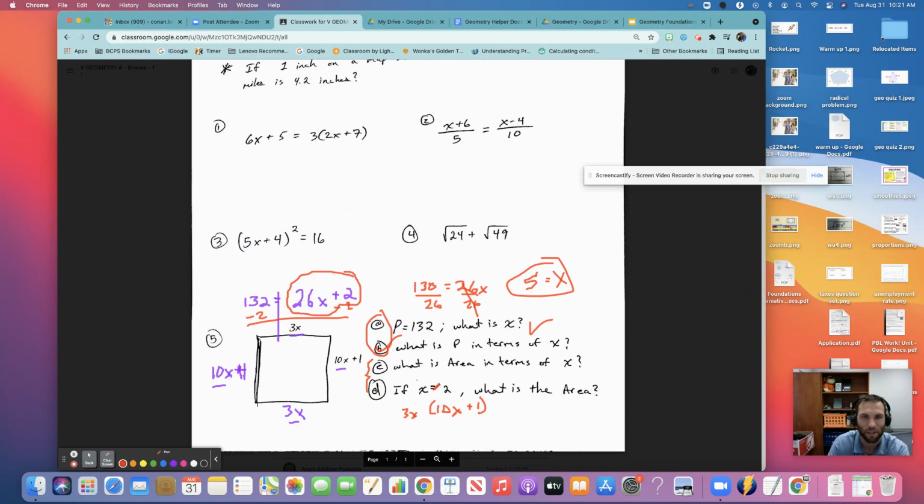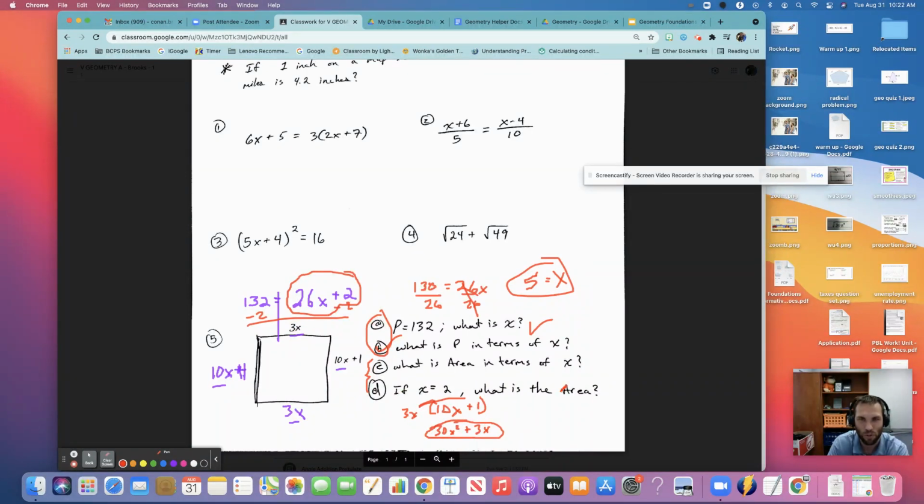But these things happen. So 3x times 10x is 30x squared. Remember, when you multiply x's, x times x is x squared. And then 3x times 1 is just 3x. And combine like terms says you cannot combine these two. They are different, so that is the area.